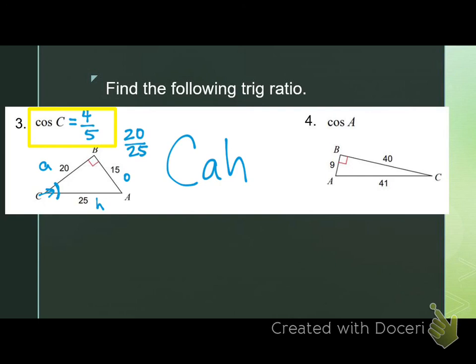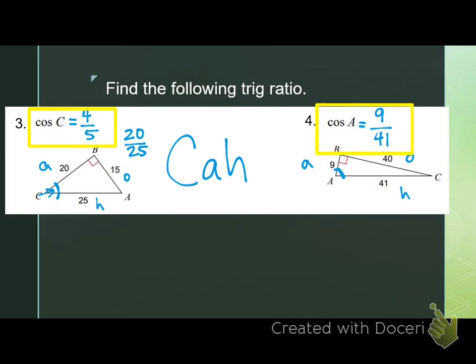Number 4, cosine of A. So which of these is the hypotenuse? 41. Opposite is 40, so that means 9 is the adjacent. So what is my fraction going to look like? 9 over 41.